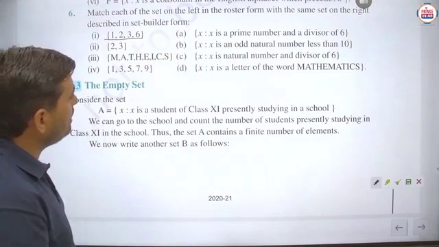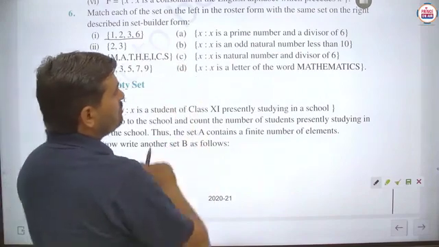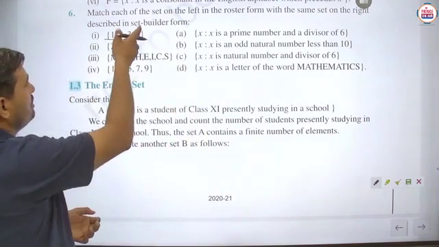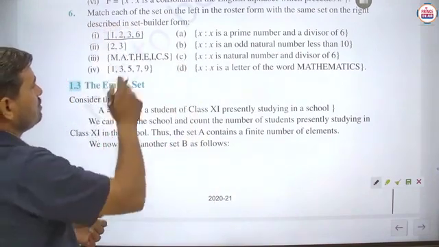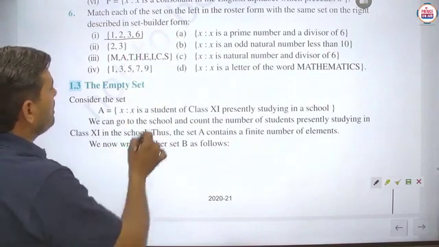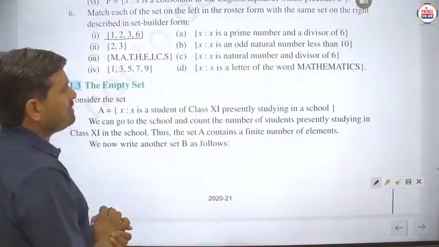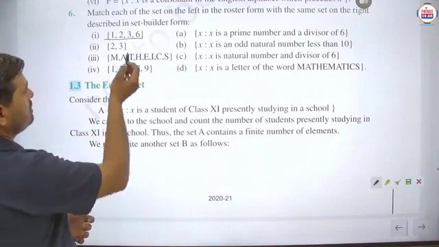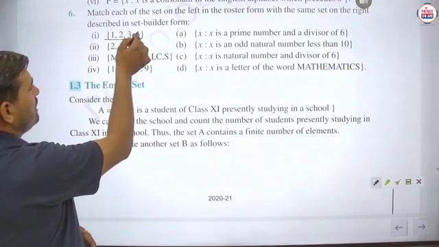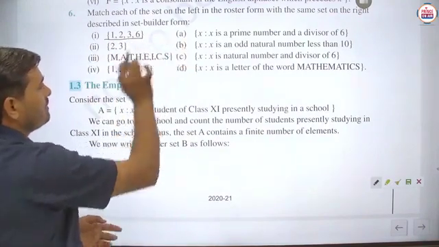So basically student, the very first part, X is a prime natural number. Here 1 is not a prime number, 6 is not, so this is not to be matched with this. Next, X is an odd natural number less than 10. Again this is not matched, because here 2 and 6 will be even, so it is not matched with the B part.